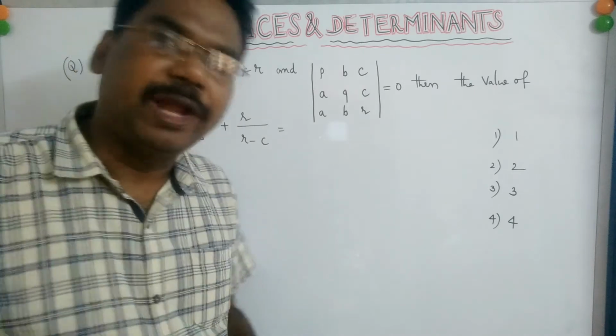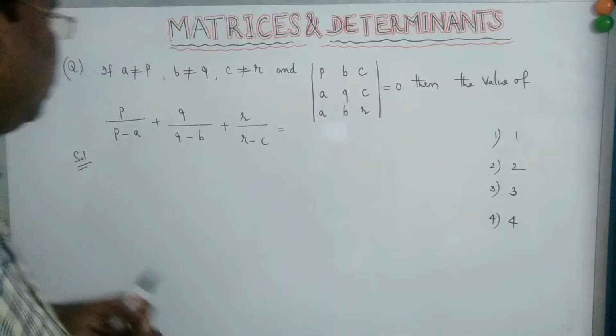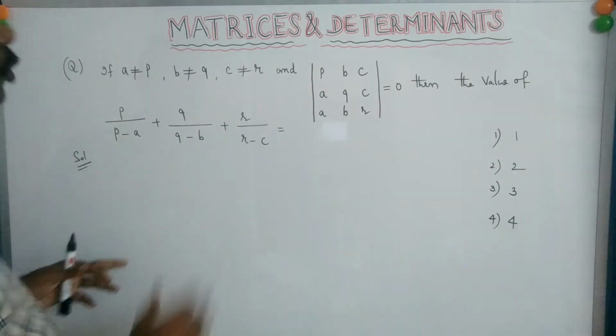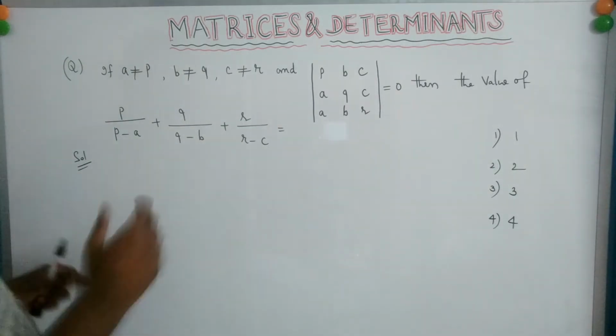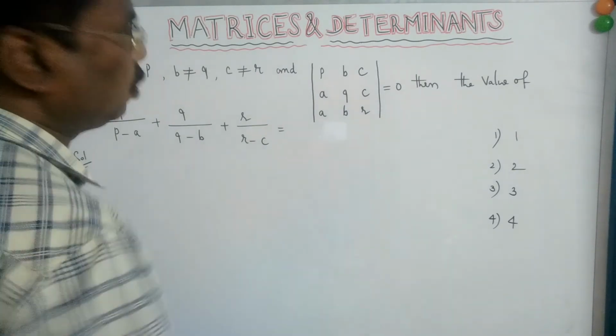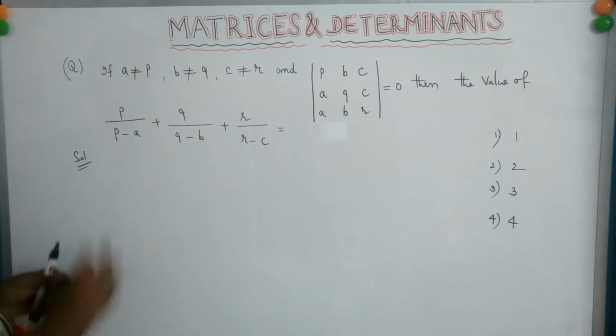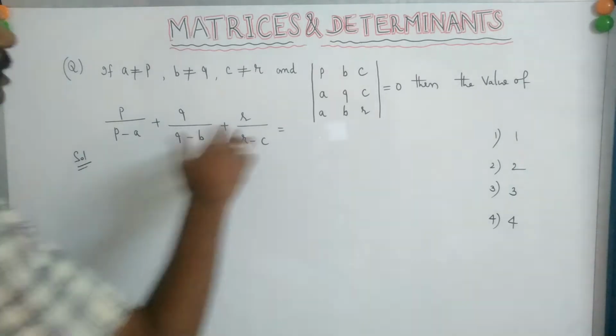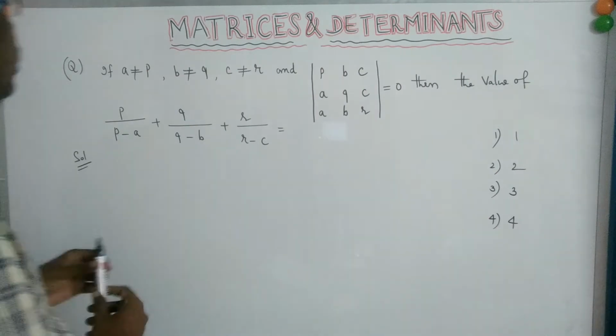Topic is matrices and determinants. Now our first one: if A is not equal to P, B is not equal to Q, C is not equal to R, and det of [P B C; A Q C; A B R] is equal to 0, then the value of P by (P minus A) plus Q by (Q minus B) plus R by (R minus C) is equal to.